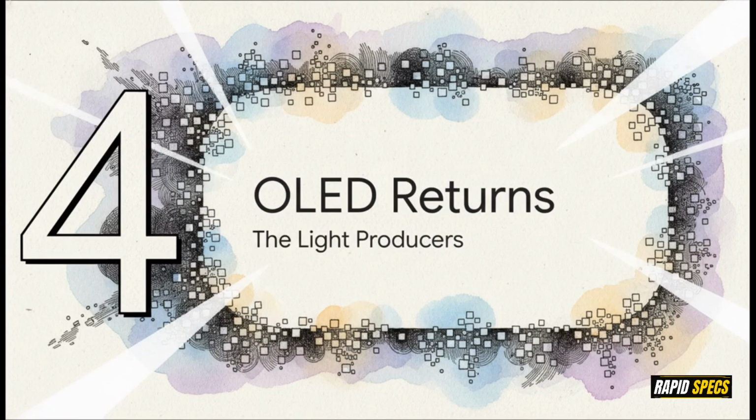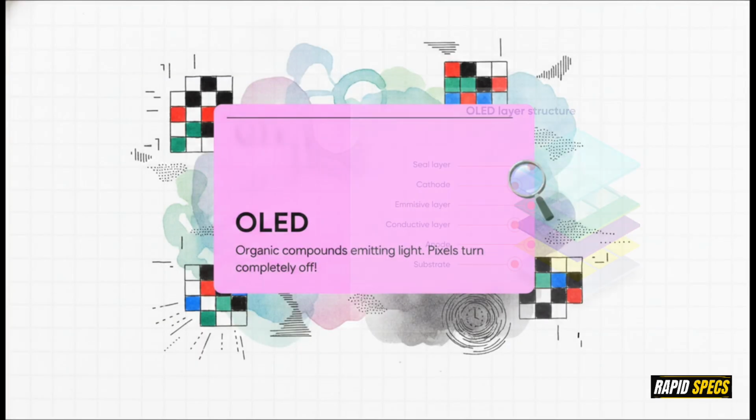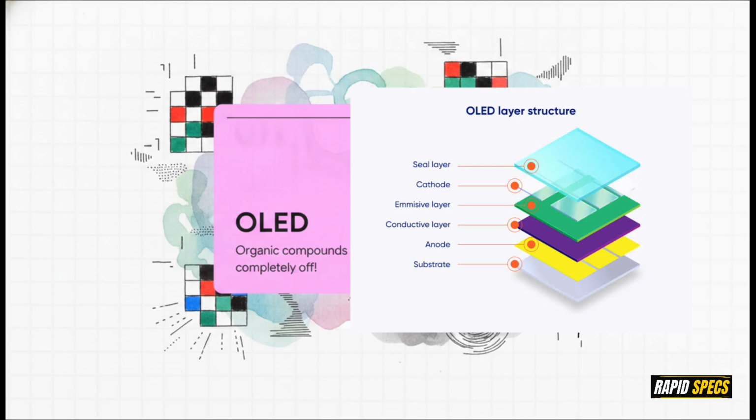And that makes Chapter 4 so incredibly exciting. The light producers finally returned to eliminate the backlight altogether. This breakthrough was OLED, organic light-emitting diodes. Inside an OLED screen are organic compounds that emit their own light the exact millisecond electricity passes through them.